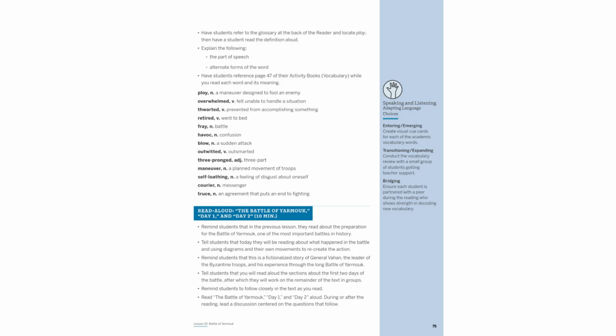The Battle of Yarmouk was a pivotal conflict between the Byzantine Empire and the Rashidun Caliphate. General Vahan led the Byzantine troops, employing strategic ploys to outwit the enemy. Despite initial success, the Byzantines were overwhelmed by the Rashidun's 3-pronged maneuvers, leading to confusion and havoc. The battle's outcome was a significant blow to Byzantine power.